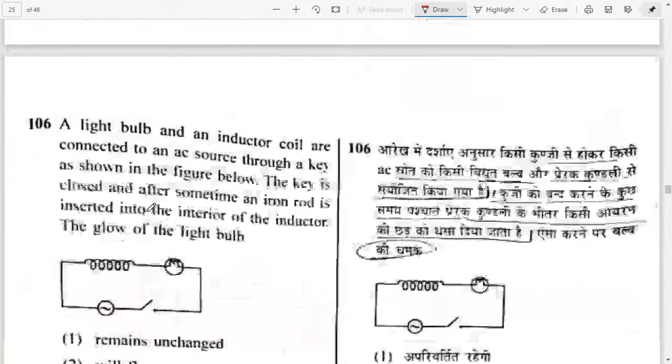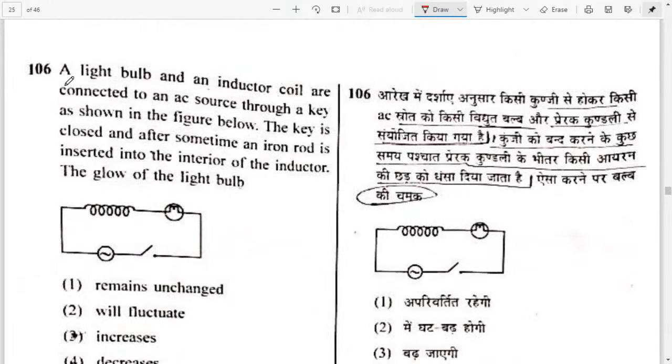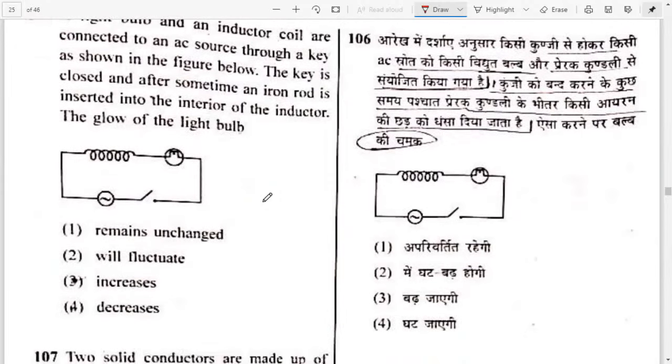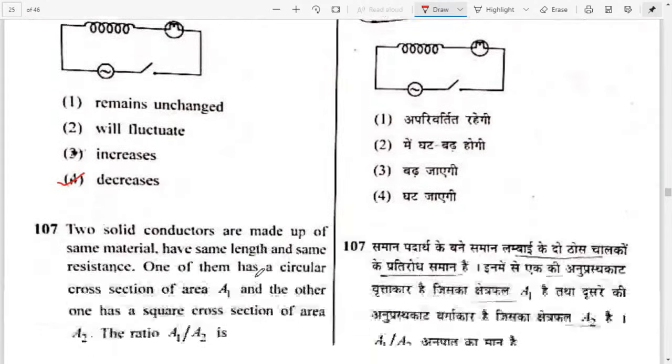Next, question number 106. A light bulb and an inductor coil are connected to an AC source through a key as shown in the figure below. The key is closed, and after some time an iron rod is inserted into the interior of the inductor. The glow of the light bulb, 106, is option number 4, decreases. So option number 4 is the correct option, students.